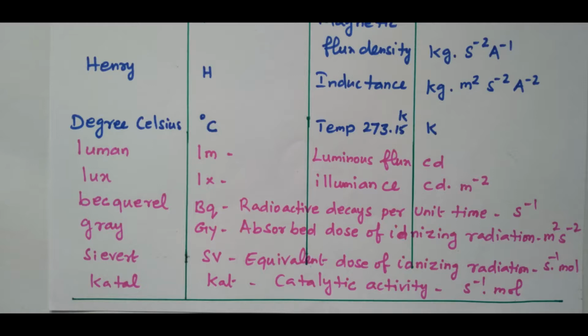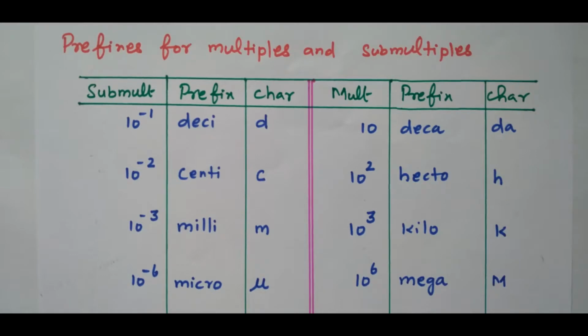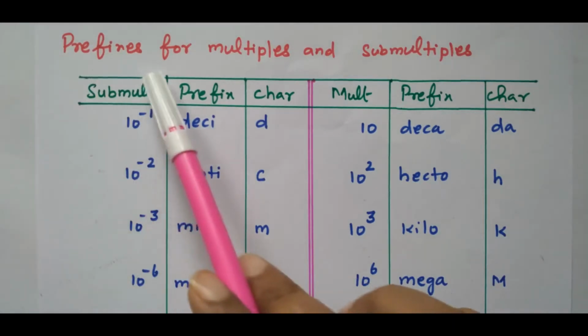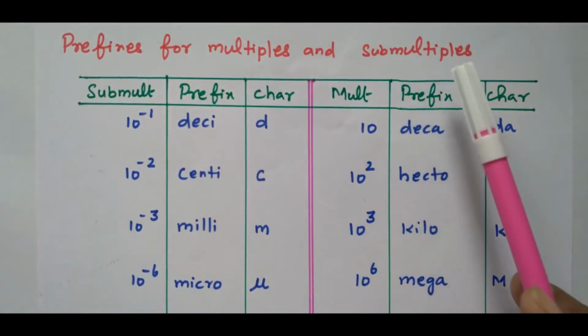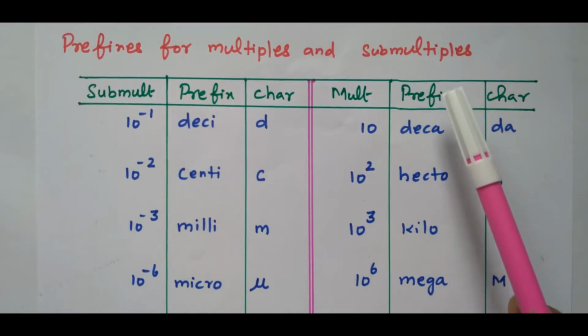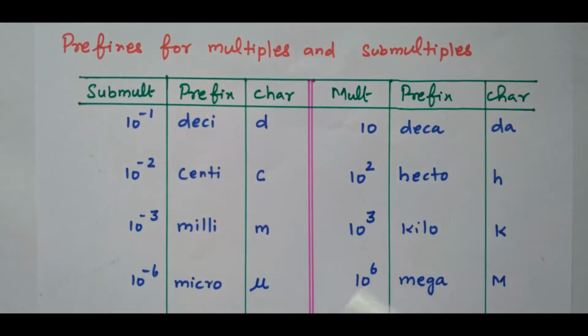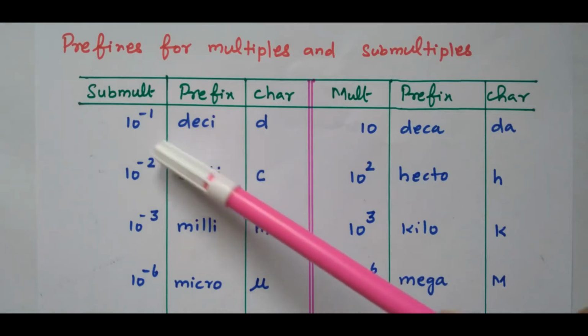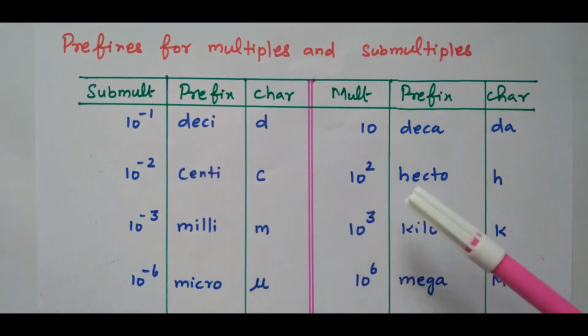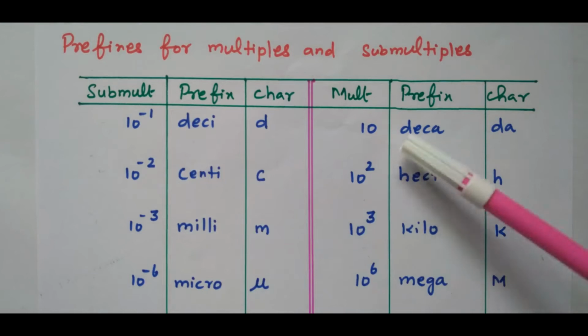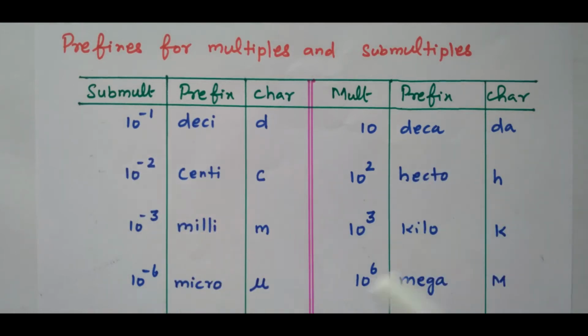Now we'll see the multiples and submultiples, from 10 to the power minus 24 to 10 to the power plus 24 available. We'll see the terms one by one: the prefixes for multiples and submultiples, and how units are represented with the prefix. First we'll start from 10 to the power minus 1. These are all negative; we'll go to positive later.